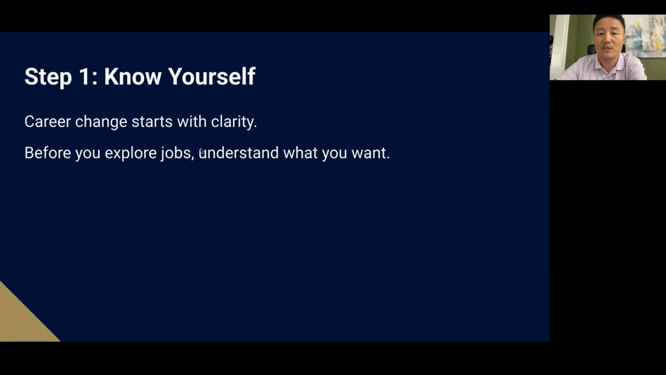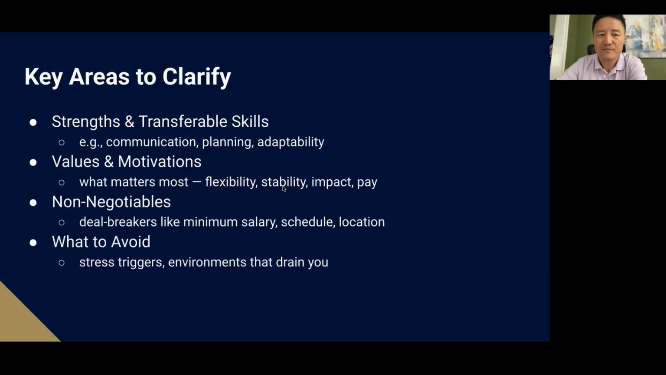So career change starts with clarity. Before you explore jobs, understand what you want. A couple of things you want to really clarify, for example, your strengths and transferable skills. A lot of teachers have questions like this: I'm looking for a job, so I can only do this. Do I have more options? Oftentimes we actually have a lot of transferable skills, like communication, planning, adaptability. So basically, you can do a lot more things than you think if you know yourself.